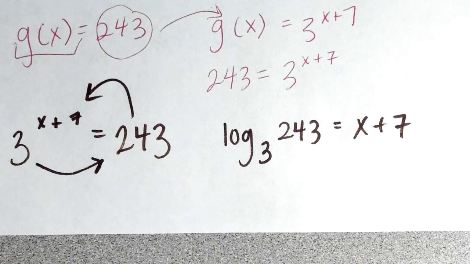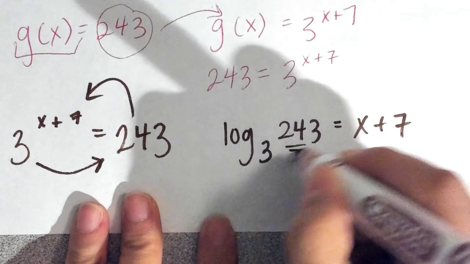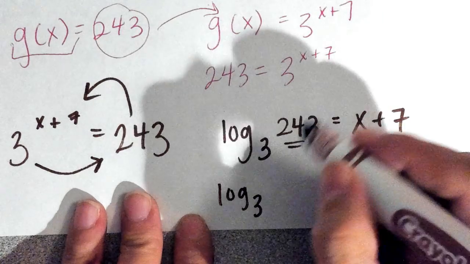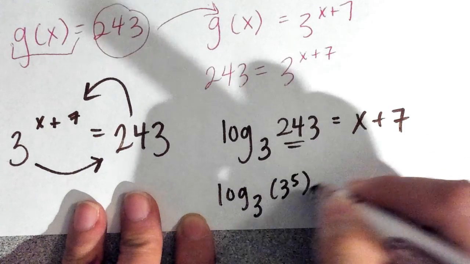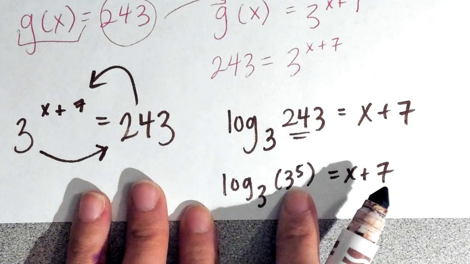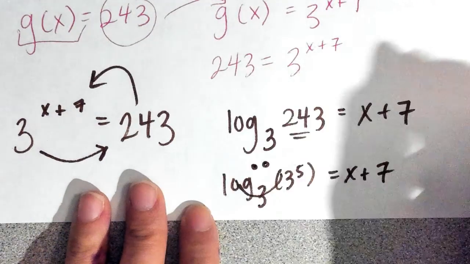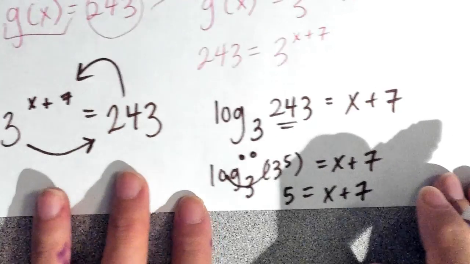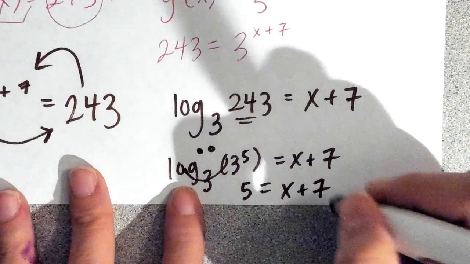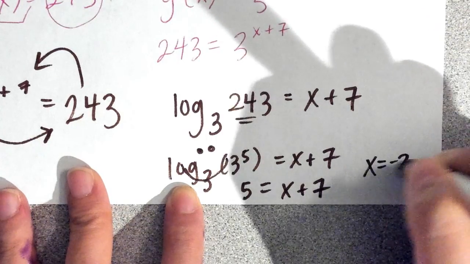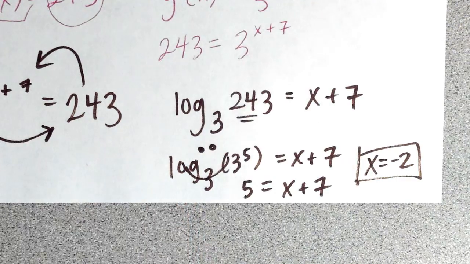Now, I'm just going to think real quick. Can I rewrite 243 with a base of 3? I can. 243 with a base of 3 is 3 to the 5th. So right here, I have log base 3 of 3 to the 5th. This cancels. So 5 dropped. I get 5 equals x plus 7. Now this is just easy peasy because it's algebra 1. So move the 7 to the other side. You get negative 2. x equals negative 2.